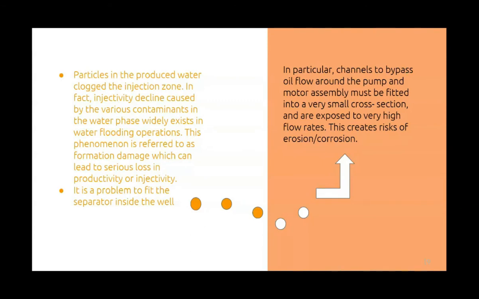It is also a problem to fit the separator inside the well, because the equipment in particular must be fitted with a channel to bypass oil flow around the pump, and the motor assembly must be fitted into a very small cross section and is exposed to very high flow rates from the production process. This can create a risk of erosion or corrosion for the equipment.